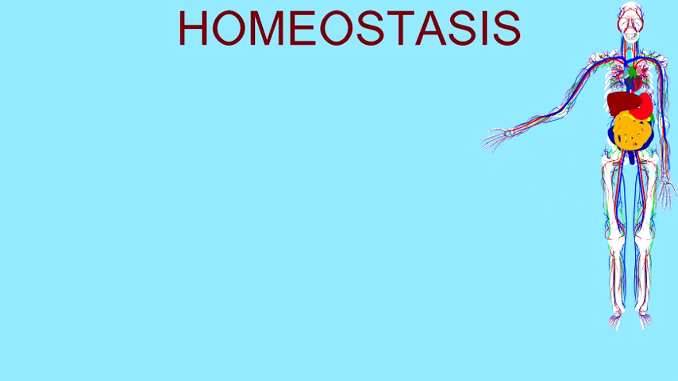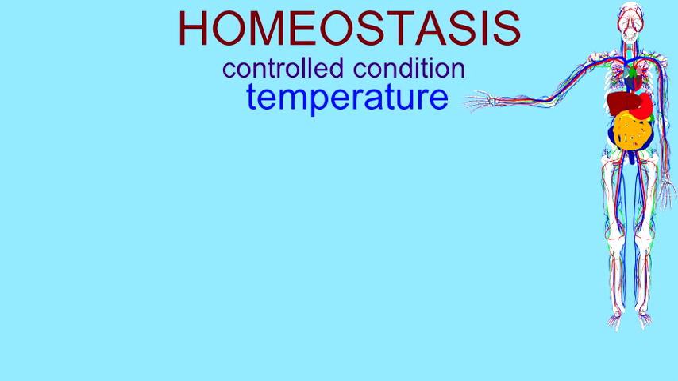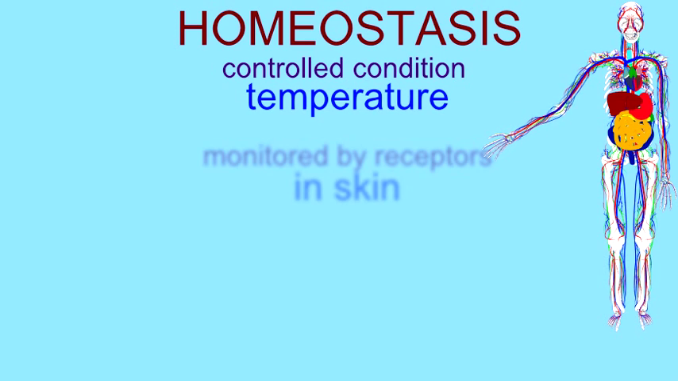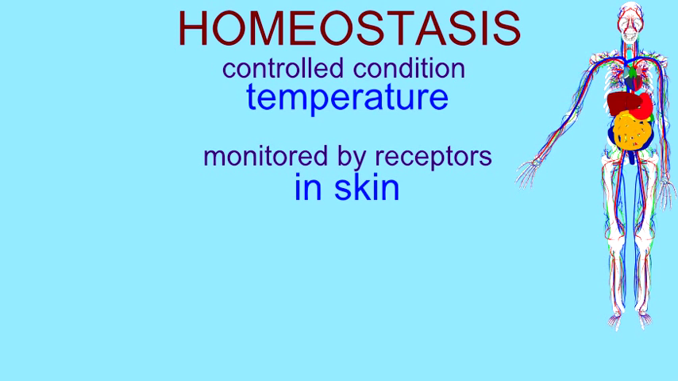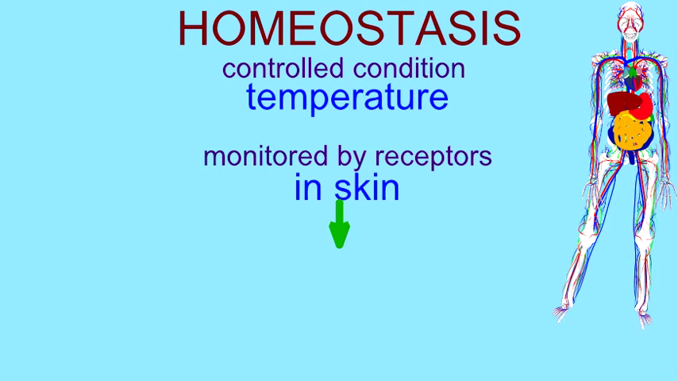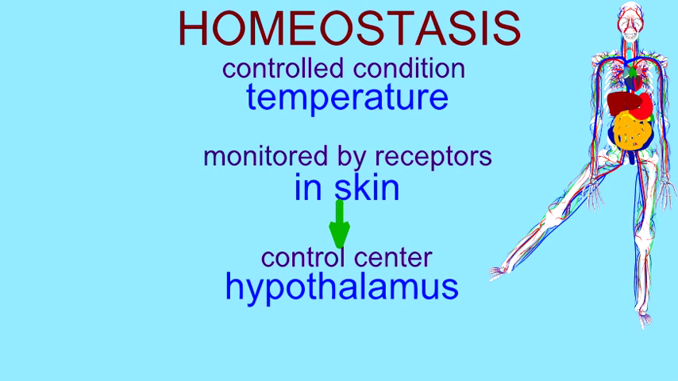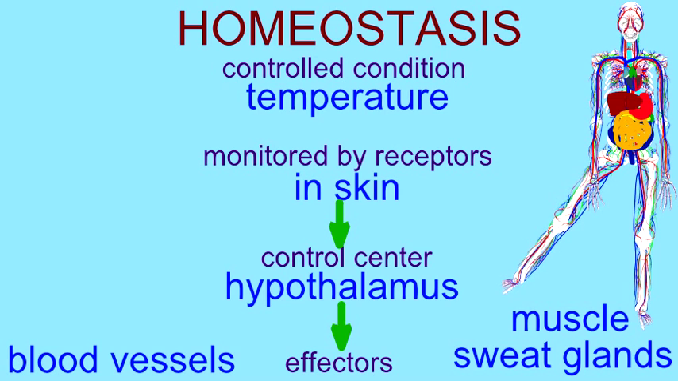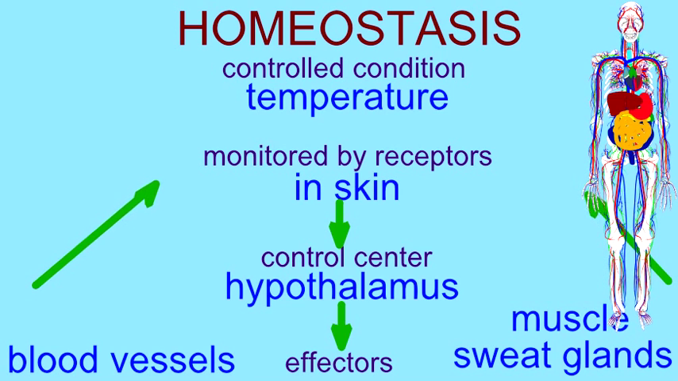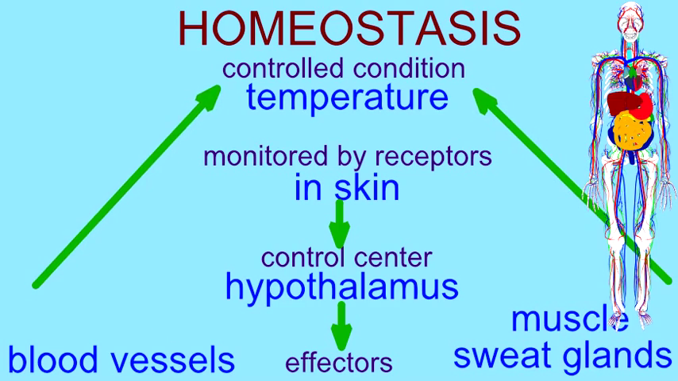Temperature is a controlled condition. It is monitored by receptors in the skin and elsewhere, and they communicate changes to the hypothalamus of the brain. This control center can then coordinate the action of muscles, sweat glands, and blood vessels. These effectors can bring body temperature back to normal conditions.